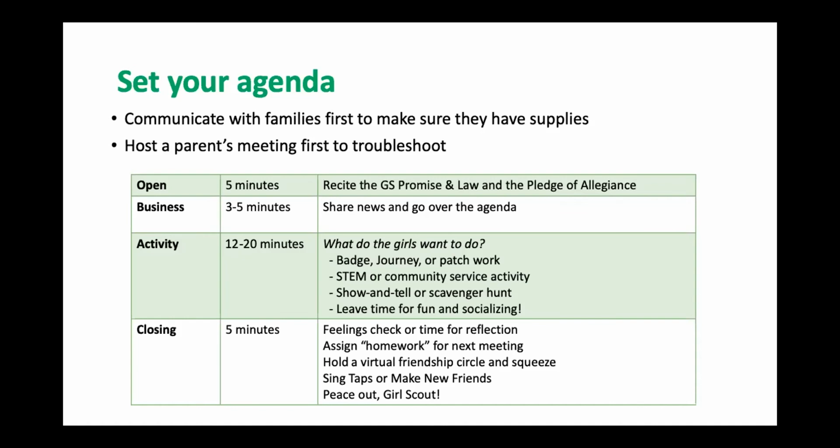So you can do a feelings check or a time for reflection. Talk about the things that you discussed during your meeting, the impact or the meaning of the activity that you planned, or just to see how the girls are doing. You can assign homework for your next meeting, and you can hold a virtual friendship circle and squeeze. So we'll give you a few more tips on the next slide on exactly how to do that. And then you can also end with your peace out Girl Scout.